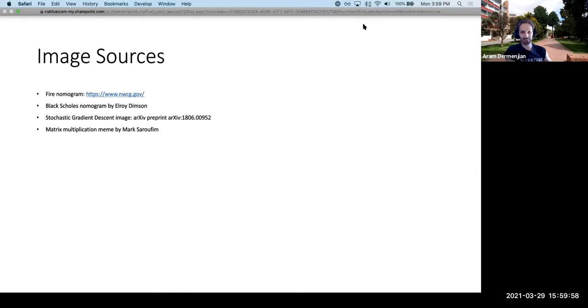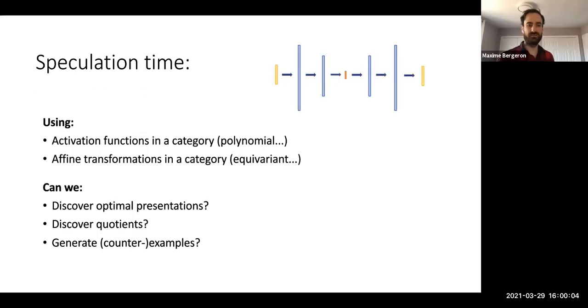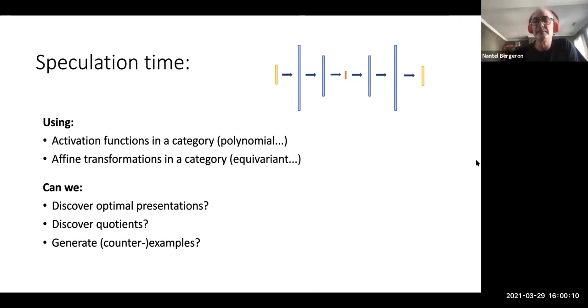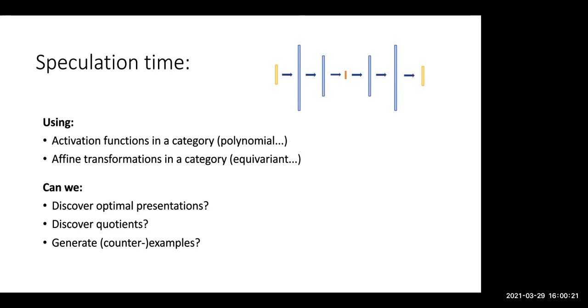Image source. What is an NWCG? I think it's the fire nomogram from earlier. It's something about forest fires. Oh, yeah. So, Vedarth has a question. He's raising his hand.